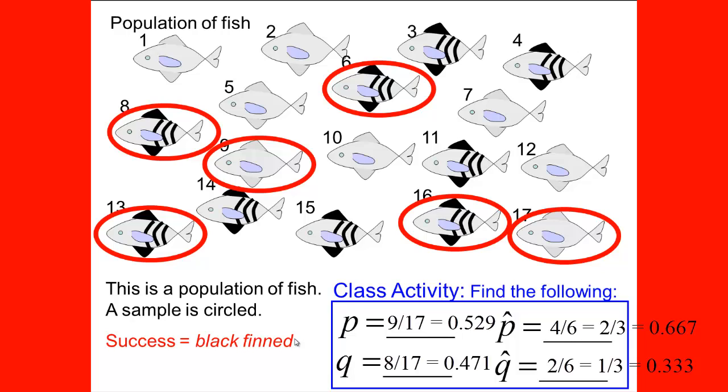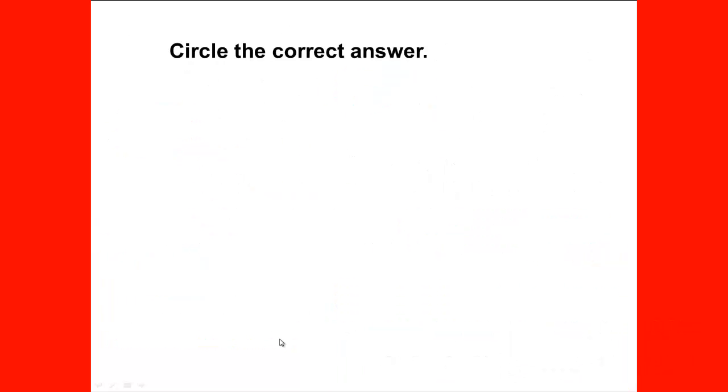For P, that would be for the entire population. Like I said, I'm giving you the answer here: it would be the number, not just the circled, but the entire population. So you will count the number of black-finned: 1, 2, 3, 4, 5, 6, 7, 8, 9. Let me count real quick again: 1, 2, 3, 4, 5, 6, 7, 8, 9. So that would be 9 out of the 17 for P for your population. That's my hint to get you started on your class activity.